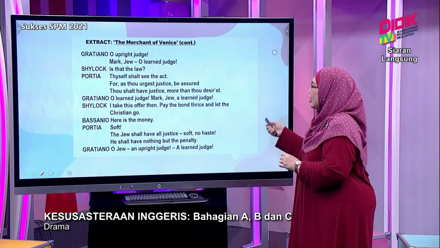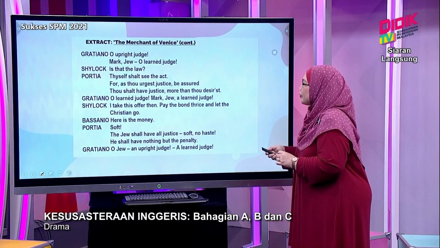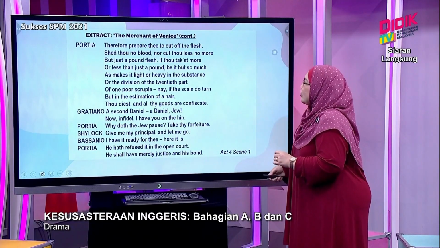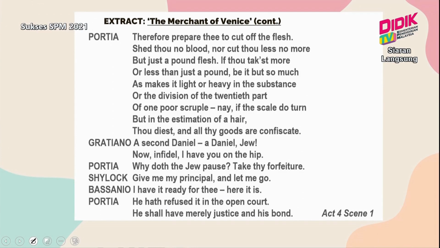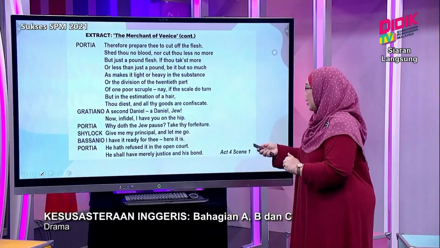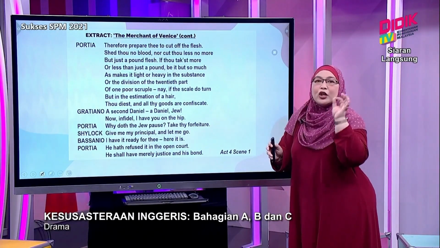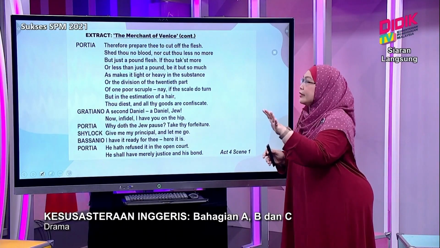But then you go on to read, and then she says, at the end here, "Prepare thee to cut off the flesh." Prepare thee to take off that pound of flesh, as in the contract between Shylock and Antonio. "But shed thou no blood, nor cut thou less no more, but just a pound of flesh." And that's the loophole that Shylock did not expect. And this exciting moment in MOV comes from Act 4, Scene 1. So the moment candidates see this, they should know where in the drama this took place.